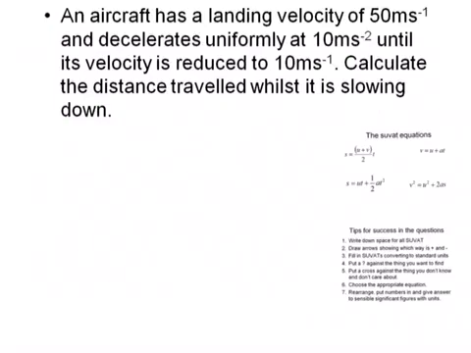An aircraft has a landing velocity of 50 meters per second and decelerates uniformly at 10 meters per second squared until its velocity is reduced to 10 meters per second. Calculate the distance travelled whilst it's slowing down. So step 1 again was to write out the Suvat, and then step 2 was to decide which way is positive and which way is negative. In this case that's really deciding that the aircraft is moving with a positive speed, and then because we're told it decelerates, that means that this must be negative.